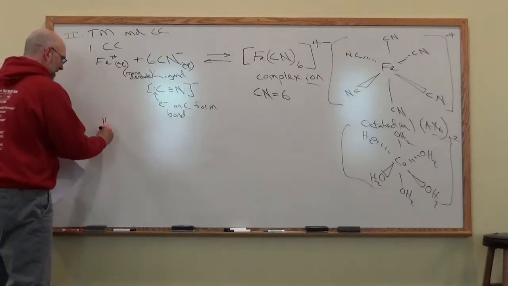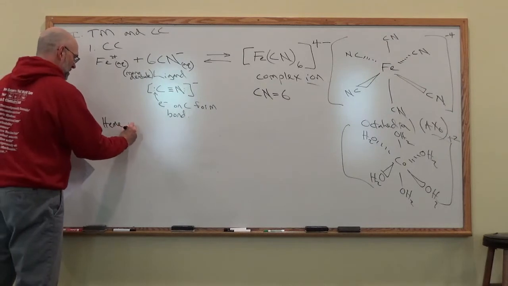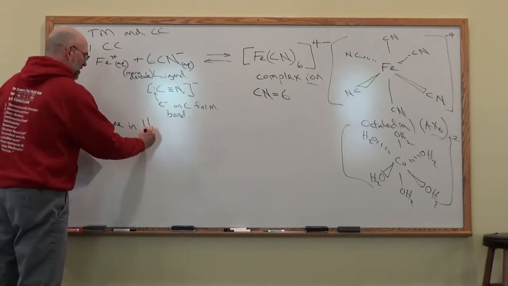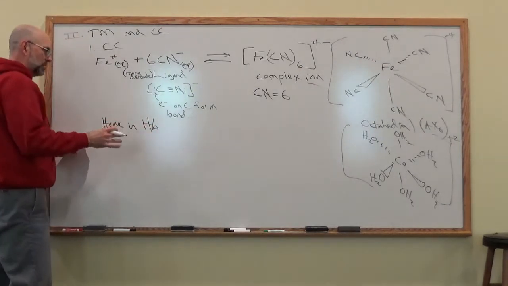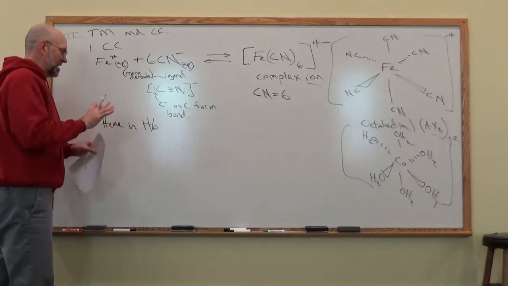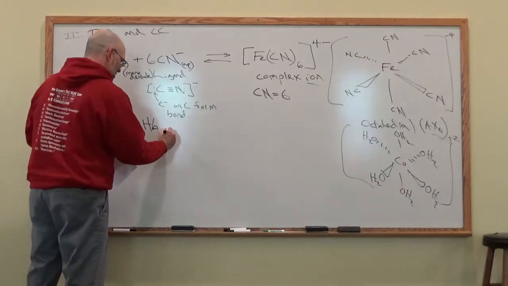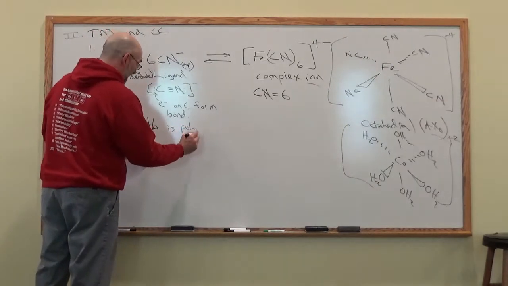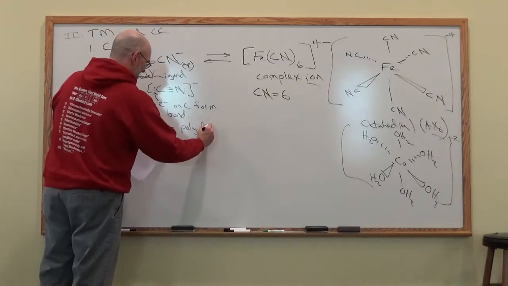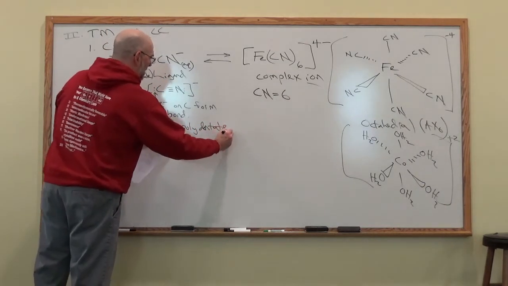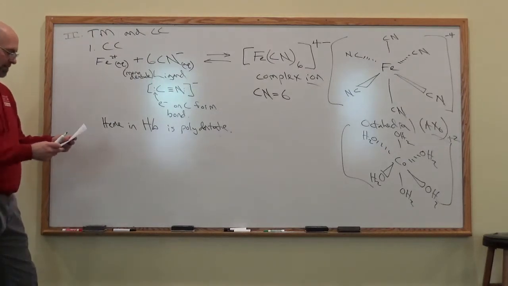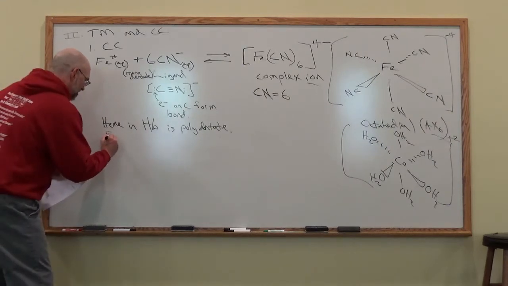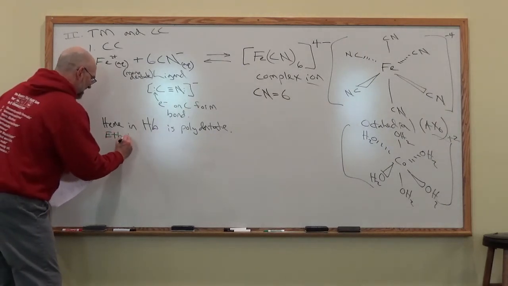Now, going back to that picture, heme in hemoglobin, oh, this is the abbreviation for hemoglobin, by the way, Hb. So the heme, those 4 chunks in hemoglobin, well, that would be polydentate. It's a big ligand. Biological, biochemical ligands tend to be really big because they have to move throughout your body. So that's polydentate.